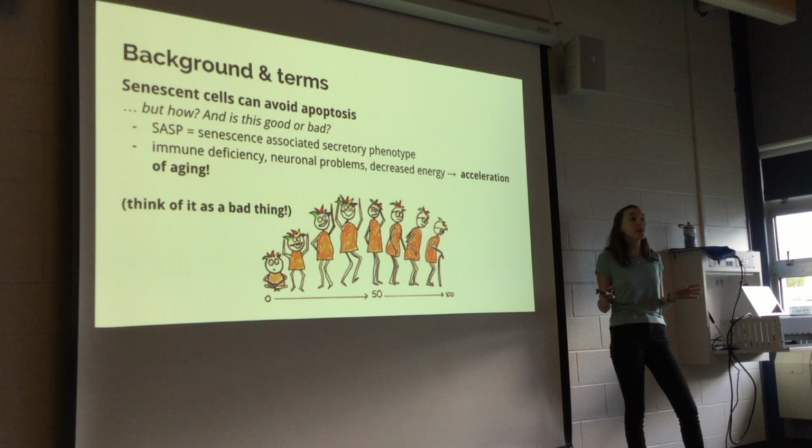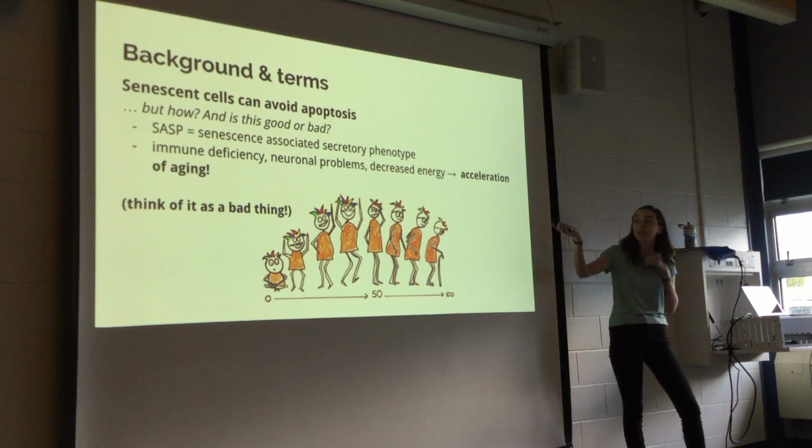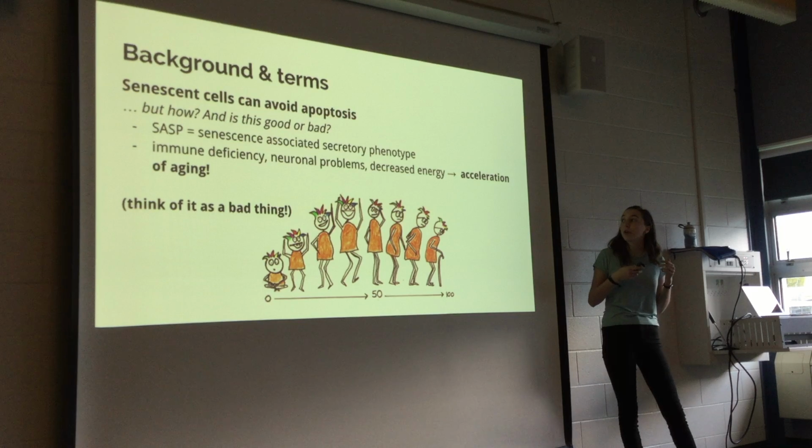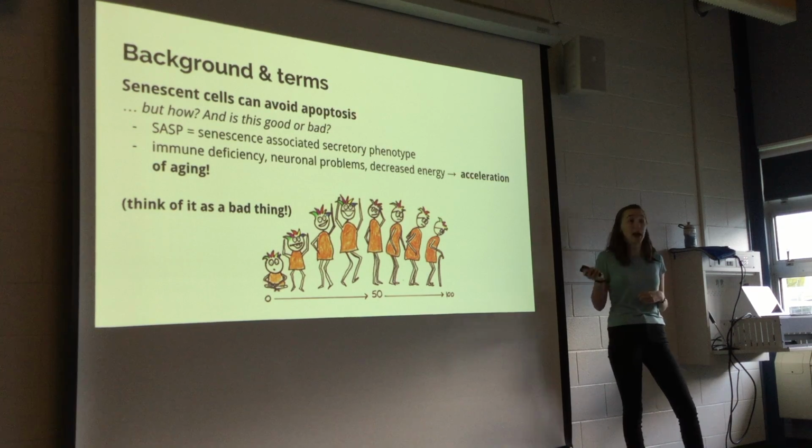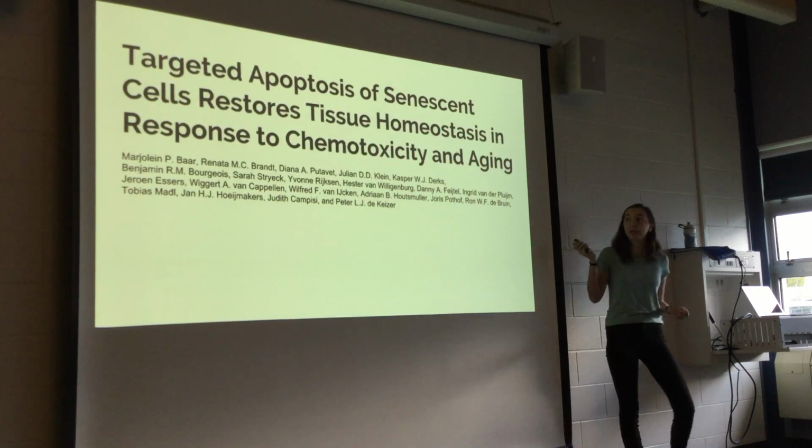Those healthy cells around them get damaged, and this can lead to some problems in the immune system, with your neurons, energy level, all things that we associate with aging. So for the purposes of this paper, we're going to think of senescence as a bad thing. Which brings me into my paper.